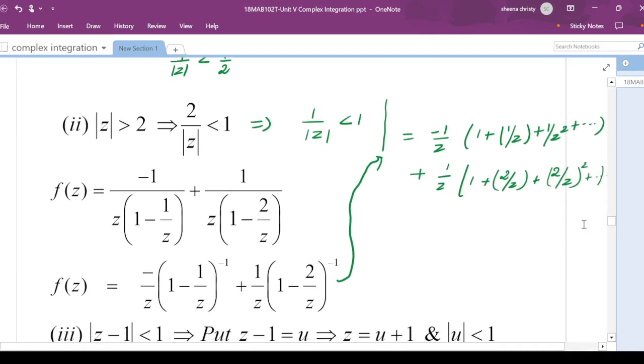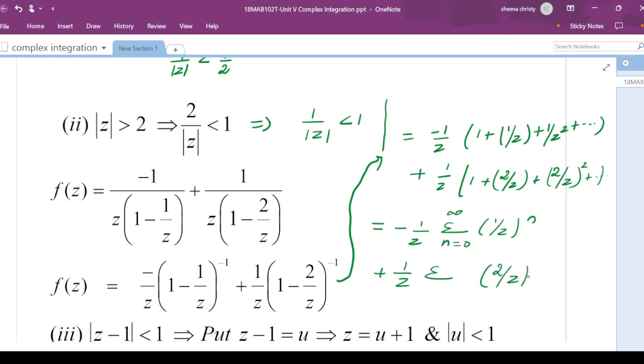By writing the generalized form, we are going to get minus 1 by z into sum of (1 by z) the whole power n, where n ranges from 0 to infinity, then plus 1 by z into sum of (2 by z) power n, where n ranges from 0 to infinity. So you can see in the series, you are having only negative powers of z. This also comes under Laurent series expansion. Here, no positive powers.